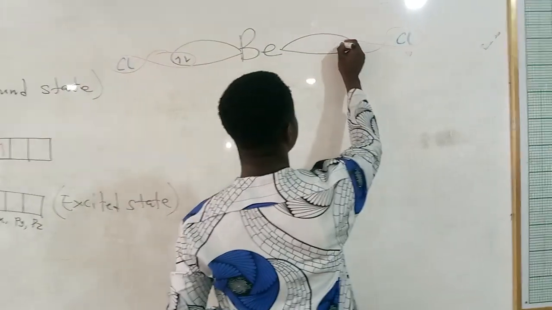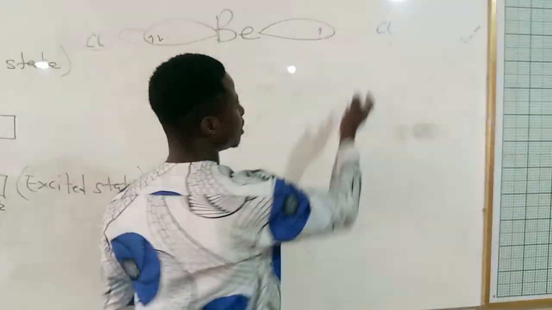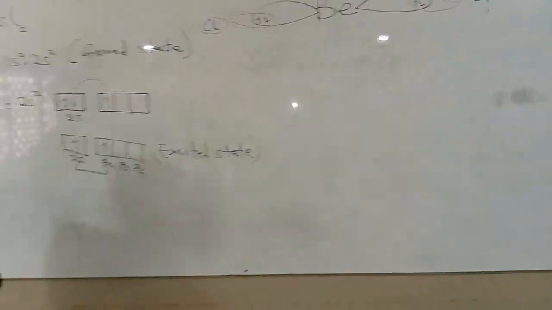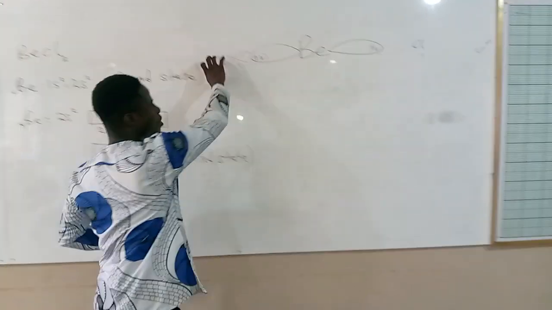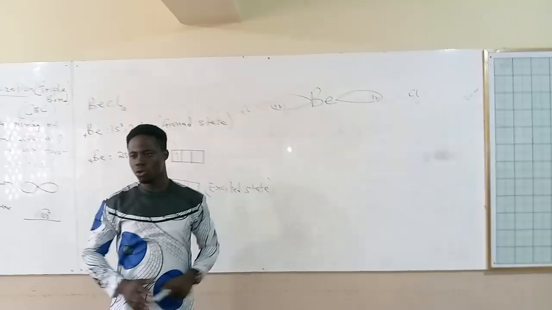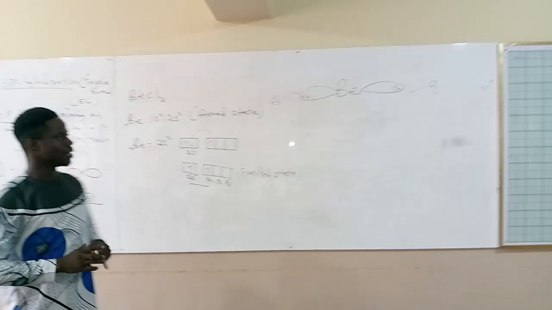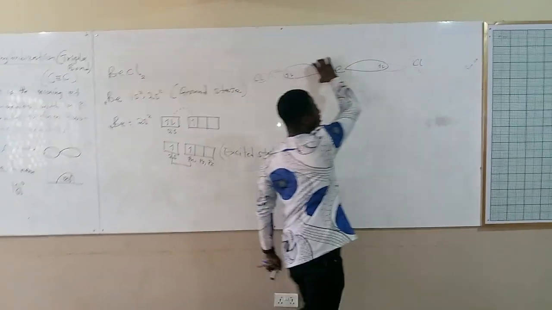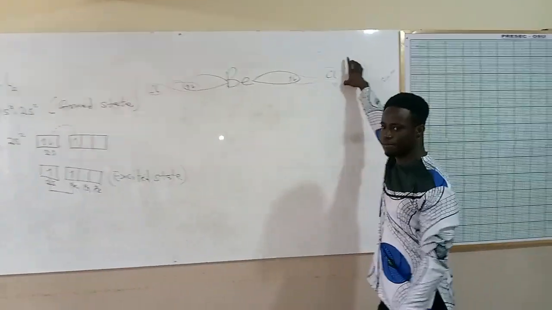This beryllium, the central atom, will donate one electron. This chlorine will also donate one. They share to form a covalent molecule. And so what you are seeing is the actual shape of beryllium chloride. This is the actual shape, and this is what we refer to as hybridization. You can see clearly that the shape is linear.